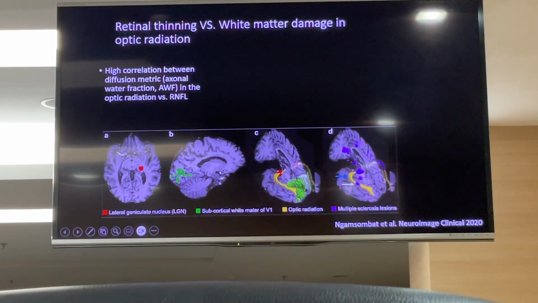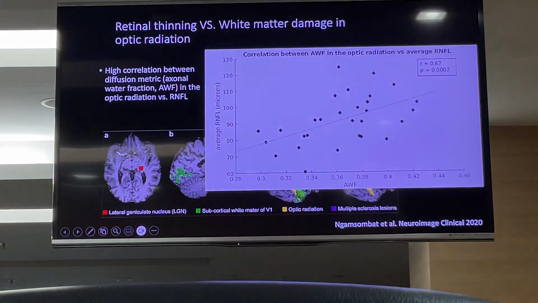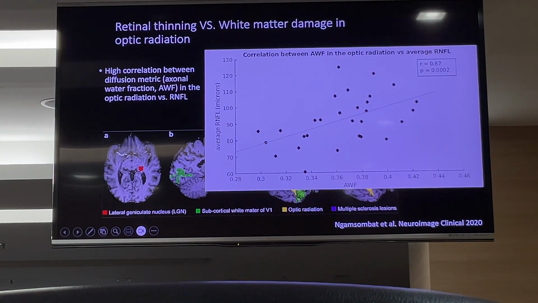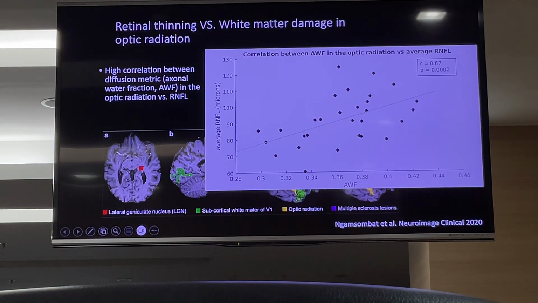So there is a nice correlation between the thinning, the severity of the retinal damage, and the axonal parameter like axonal water fraction. You can see a nice correlation. So the patient has retinal damage and also axonal damage even in normal-appearing white matter.